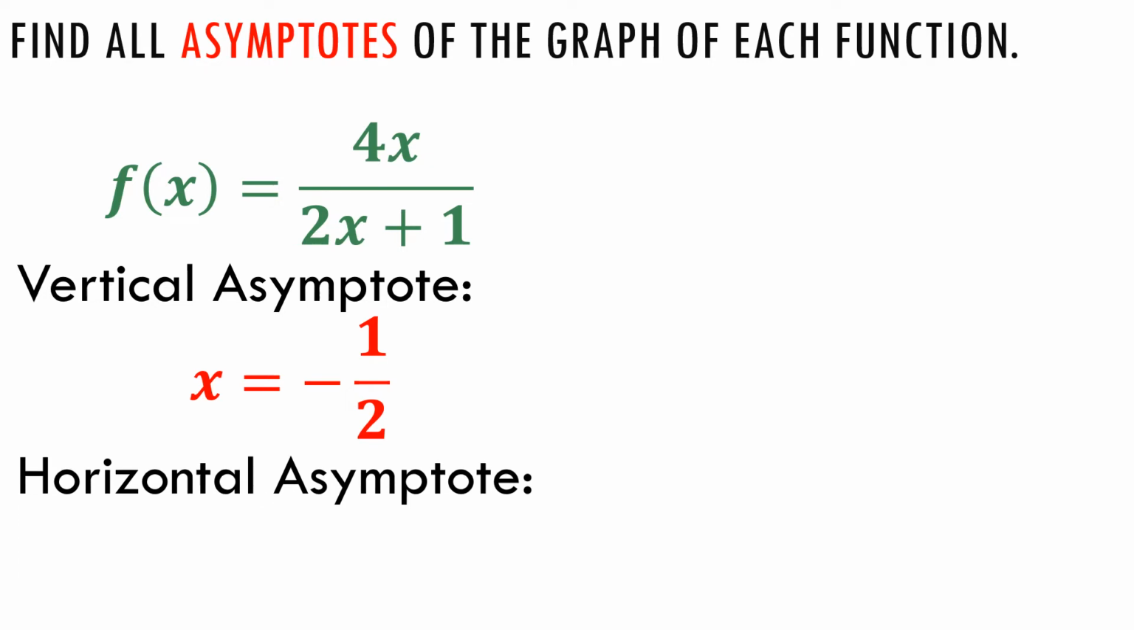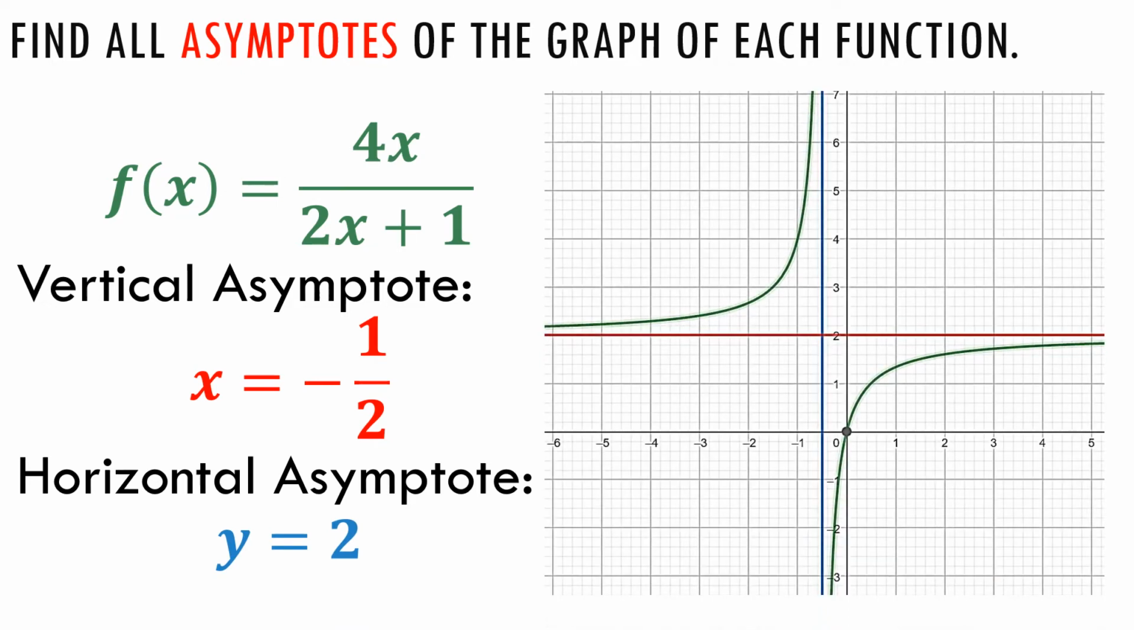To find the horizontal asymptote, all we need to do is find the coefficient of the leading terms. We have 4 divided by 2, so we have y equals 2. Here's the graph of the rational function. Again, the graph gets closer to the asymptotes, but it never touches them.